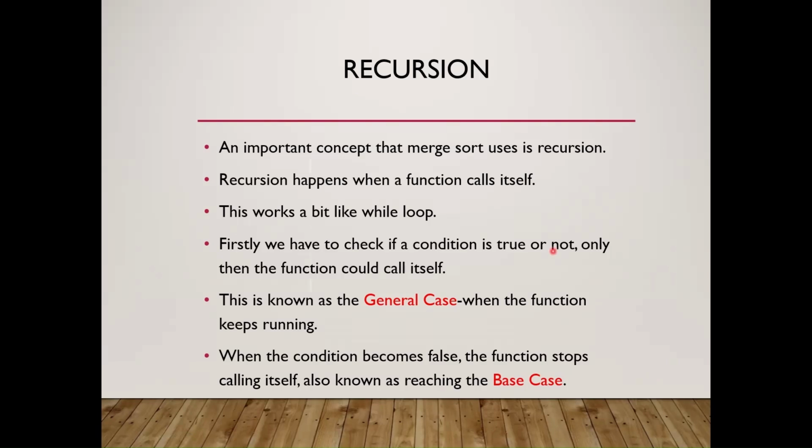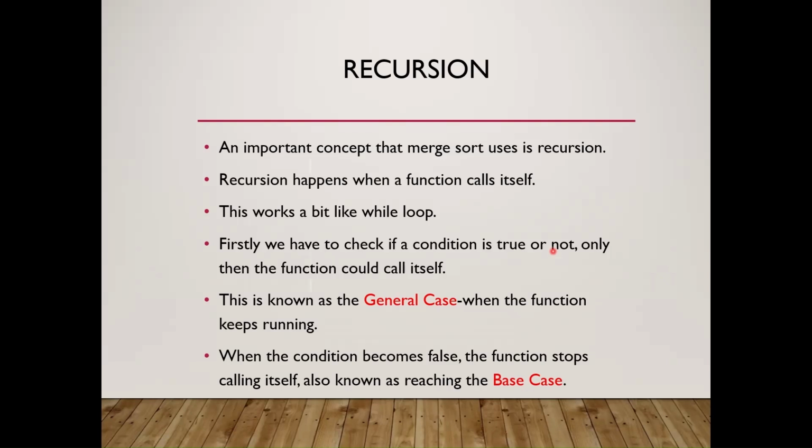So in the function, first we check our condition. If the condition is true, the function calls itself with the new data, and this is known as the general case where the function keeps calling itself. Now if the function keeps on calling itself, it will be useless to us, so we need an ending point where it breaks, and the function starts exiting.